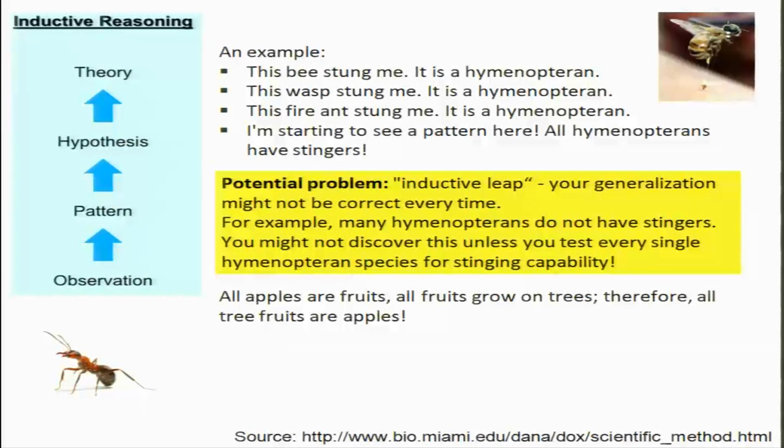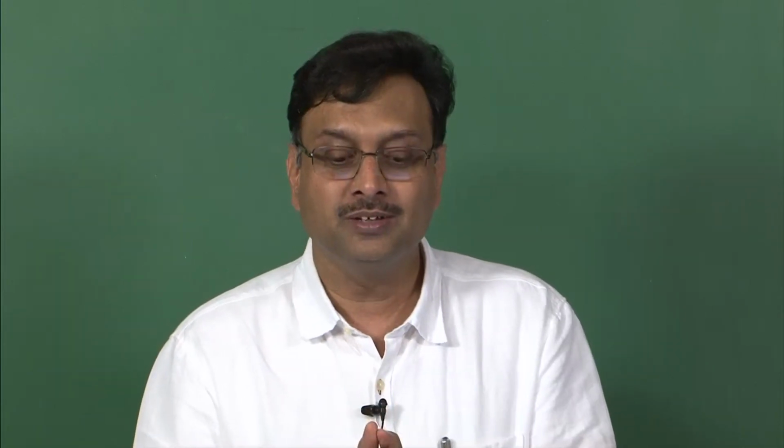For example, many Hymenopterans do not have stingers. For example, the ants that you look at don't sting like the bees, they can only bite using their mandibles, right? So unless you take every insect that belongs to the Hymenopteran group, put it on your hand and see whether it can sting or not, it's not a good experiment. You are unable to confirm or support your hypothesis that all Hymenopterans are stingers, right? Therefore, the limited pattern that you see, you cannot stretch further unless you have done an exhaustive study.